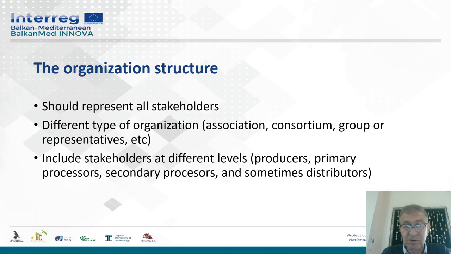We have producers of raw materials, first processors, and second processors. In this case, the management of the organization and the management of the product is more complicated. Then we have to fit the structure to the best functioning of it. So let's go to the next slide and see some models.